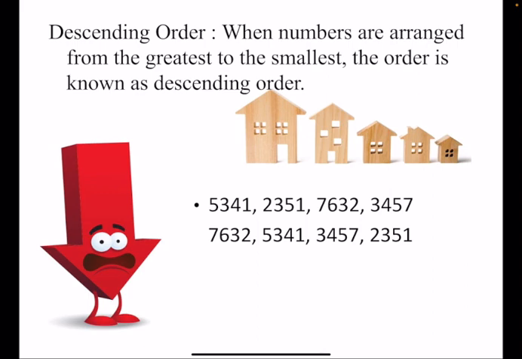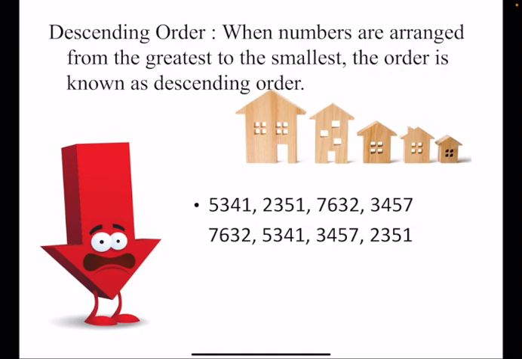So again here we have a set of numbers: 5341, 2351, 7632 and 3457. So out of these 4 numbers, which one is the greatest? So we will compare the thousands place and find out that 7632 is the greatest.